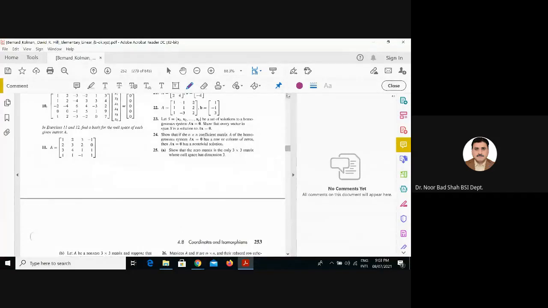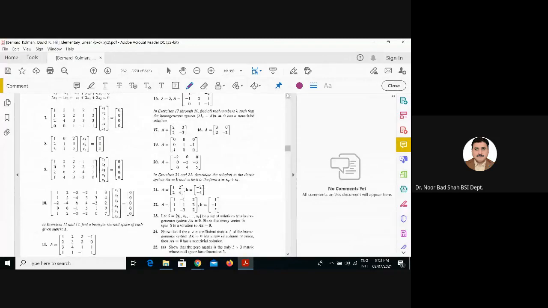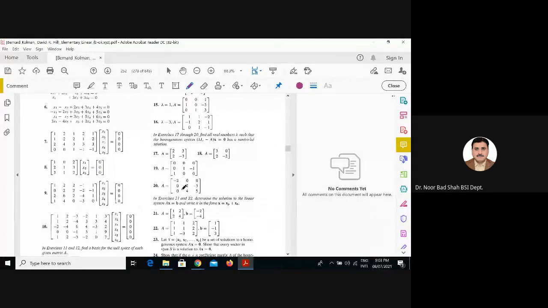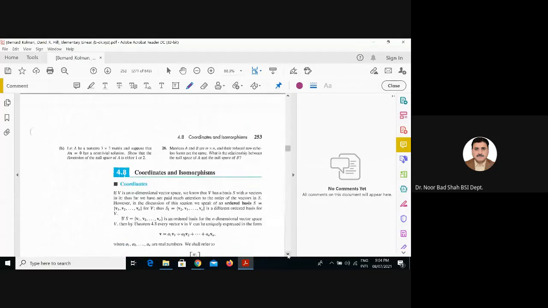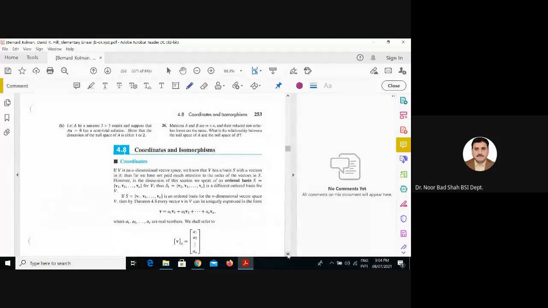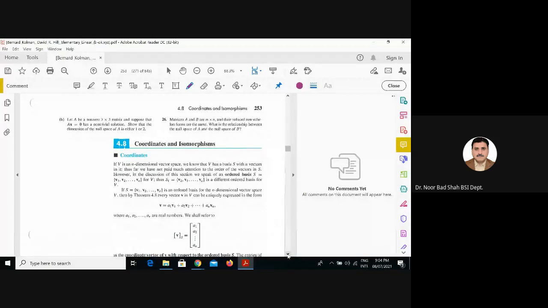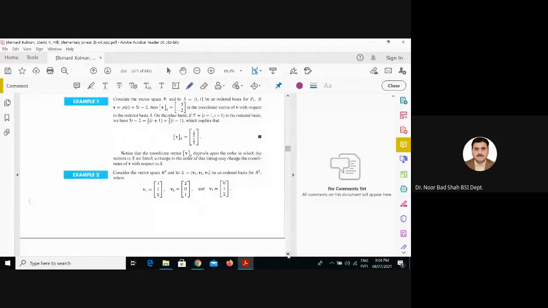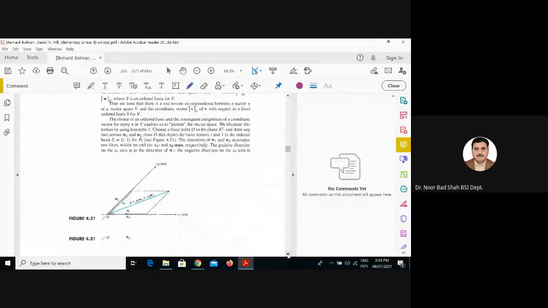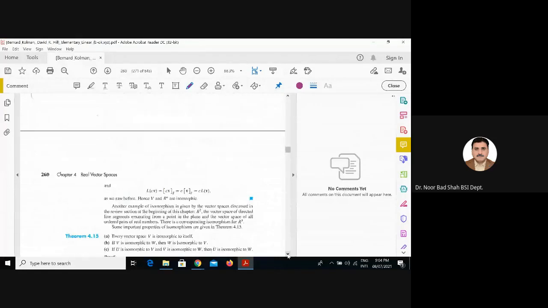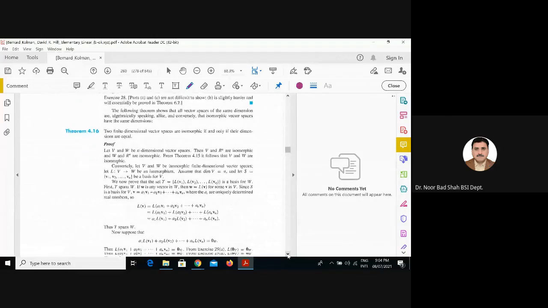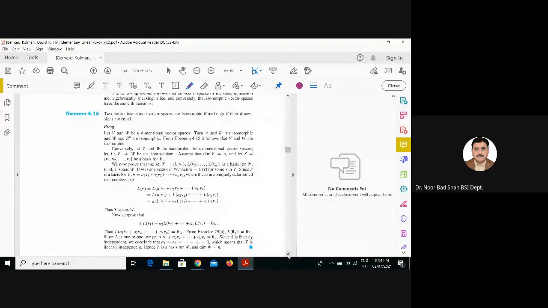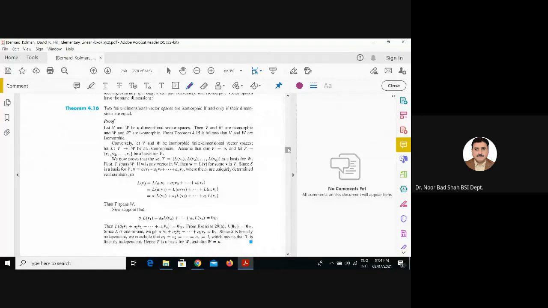So we'll do questions up to question number 12, right? We'll be doing these things in the next chapter, when we discuss eigenvalues and eigenvectors. I'm not doing 4.8 at the moment. It's coordinates and isomorphisms, because we haven't got enough time. So I'm jumping towards the next topic. We are not doing chapter 5. We may be going for transformation.